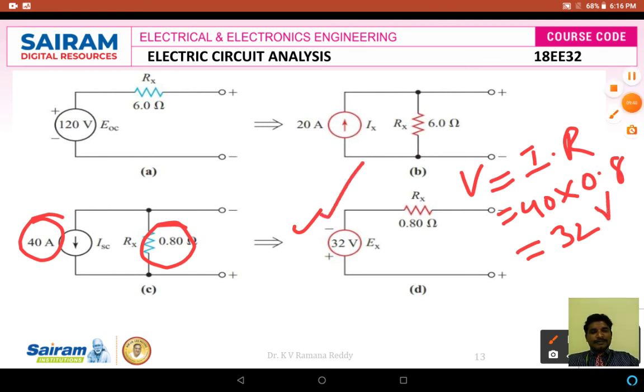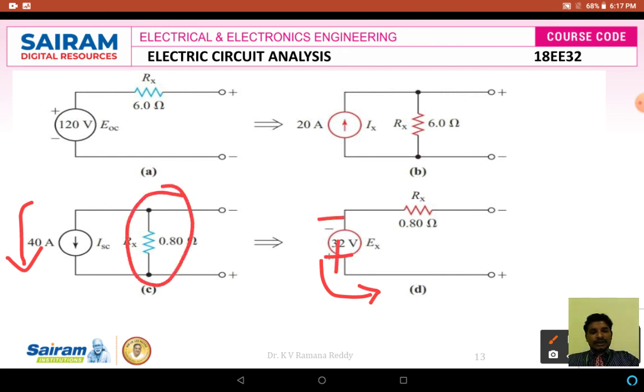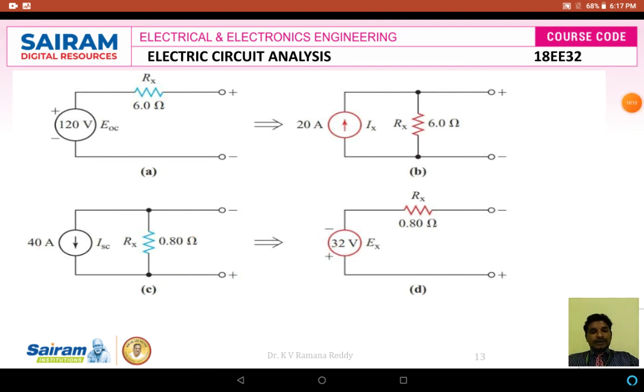But how do we express the polarities? However the current is going in the current source, that is the downward side, in a similar manner here also we have to send the current in the downward direction. So we can take the plus polarity at the downside and the minus polarity at the upside. And the internal resistance of the current source, which is in parallel, we connect in series with the voltage source. This is the way we can convert the given voltage source into current source and vice versa. Thank you.